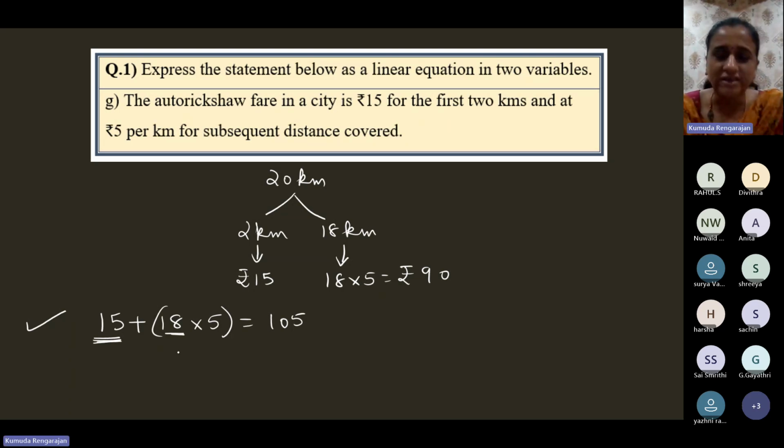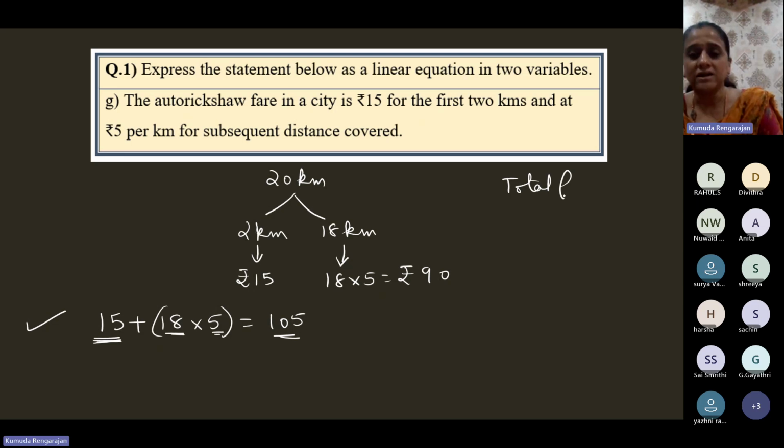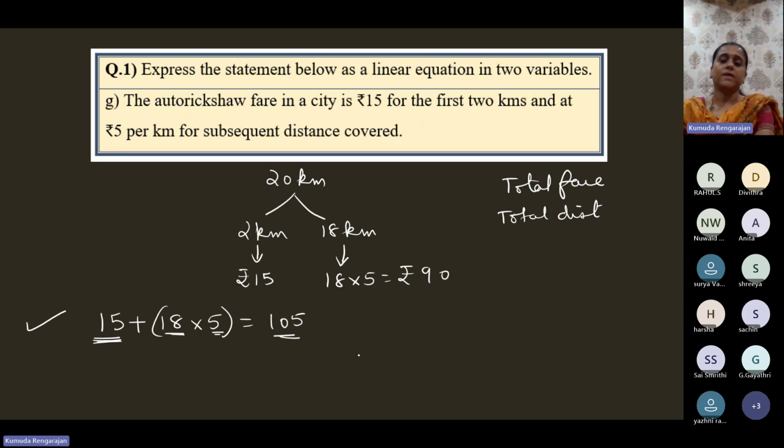We don't know the total distance covered, so you can take that as X or Y. This 5 rupees is given in the question. 105 is the total fare. So the two things which are not given in the question are the total fare and the total distance covered. You should assume these two things. One is X, the other is Y. There's no rule that this should be X and that should be Y. We have to assume the total fare and the total distance.